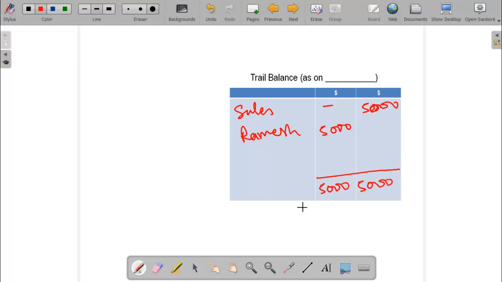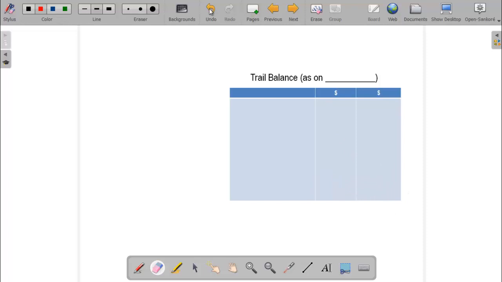Getting my point? What is the error? The error is only the name of the account. If I had not made the mistake here, the Ram account should come, but due to the error the Ramesh account is coming. So the total of the trial balance is unaffected. So this is called error of commission.